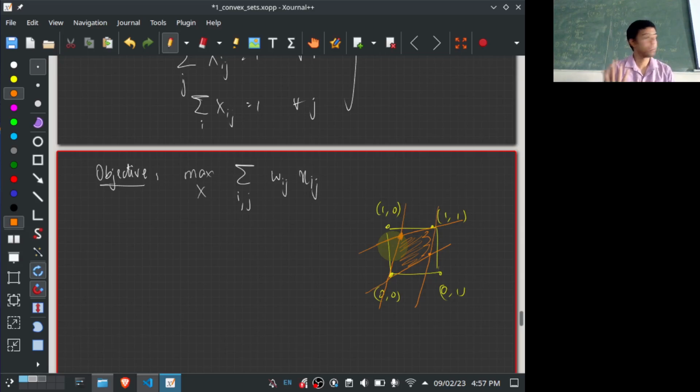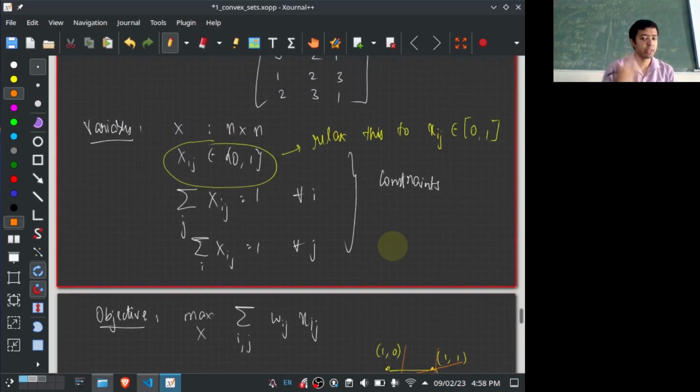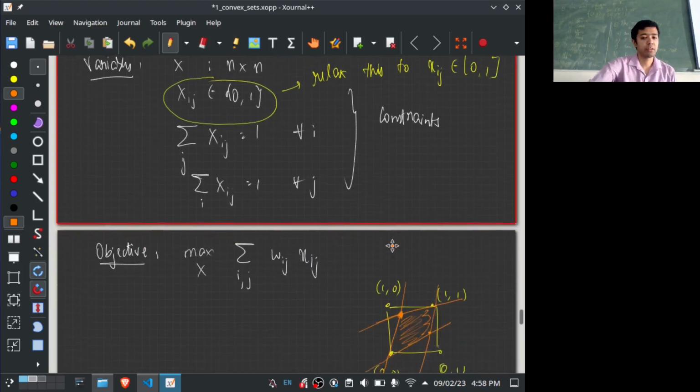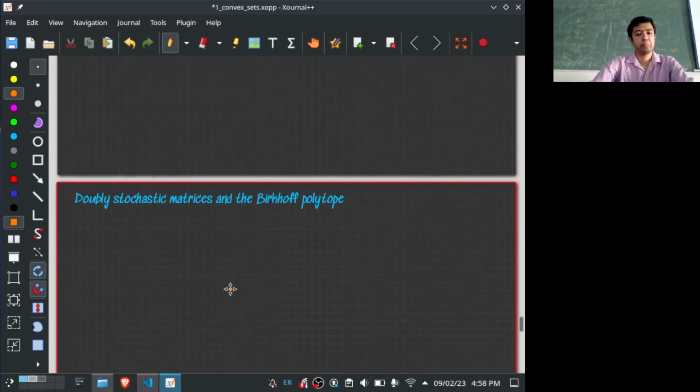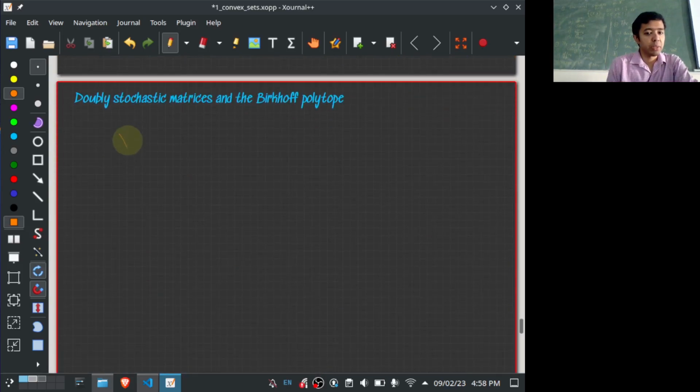Now, for this particular problem, it turns out that the vertices of this particular polytope indeed happen to be integral. In fact, they turn out to be the set of all permutation matrices. So let's look at any matrix X where xij is between 0 and 1 and the row sums and column sums are equal to 1.